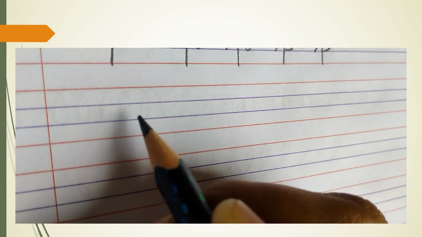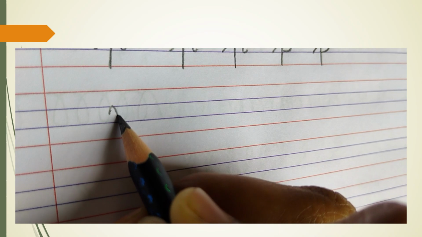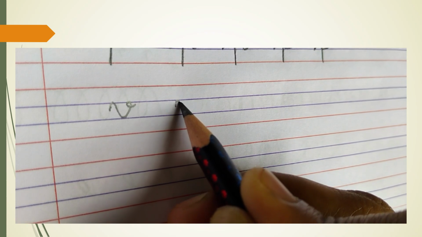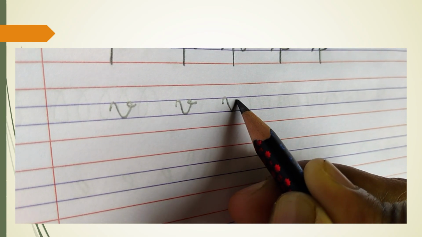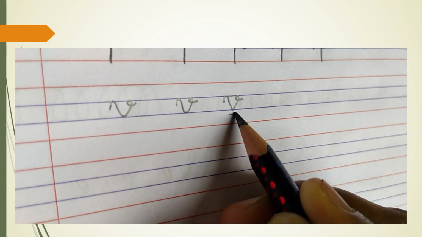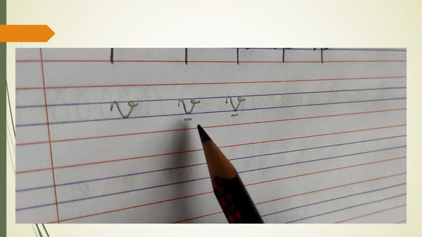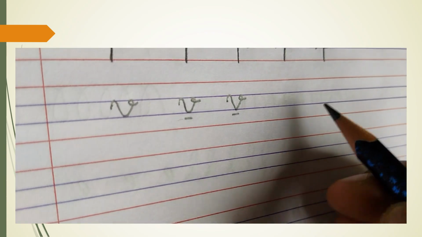Our next alphabet is V. Start from your curve, come down, go up, end with a small loop. You can also write in this sharp way. Here is a sharp one, here it's not that much sharp. If you write in this way, it looks so beautiful. If you are comfortable with this one, you can go with this also.